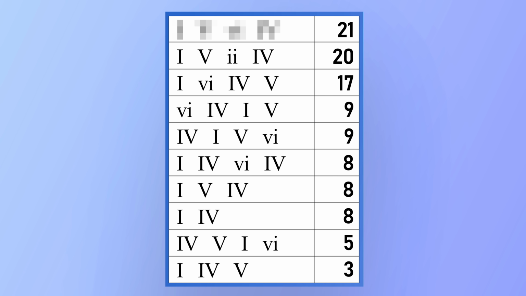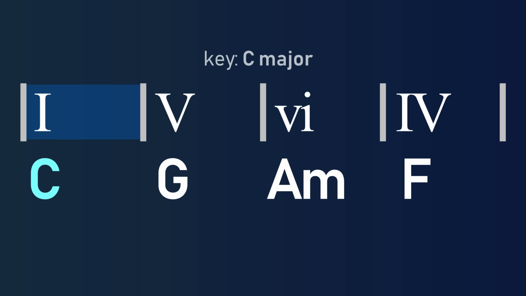So I'm pretty sure many of you would have already guessed what the number 1 chord progression on Taylor Swift's list is here. But if you haven't, well, it's the classic 1, 5, 6, 4, or in the key of C major, C, G, A minor, F.